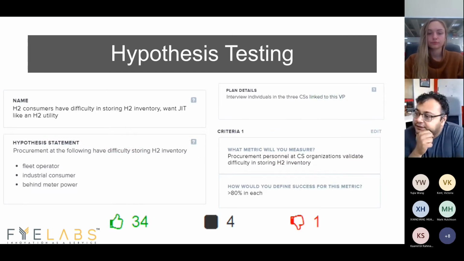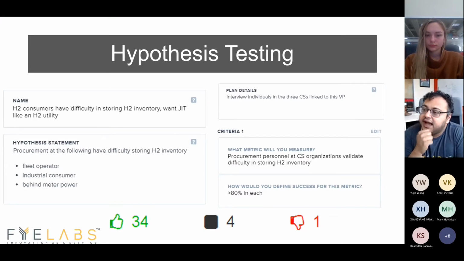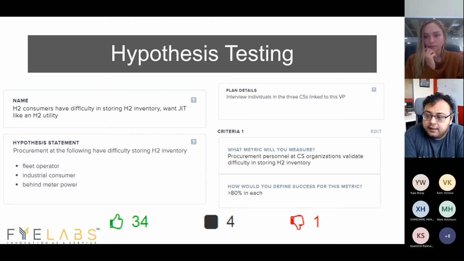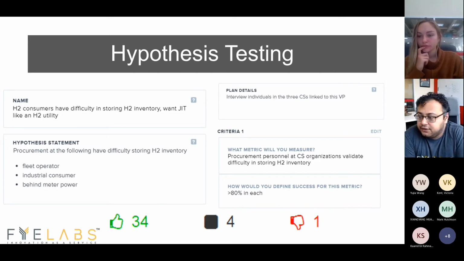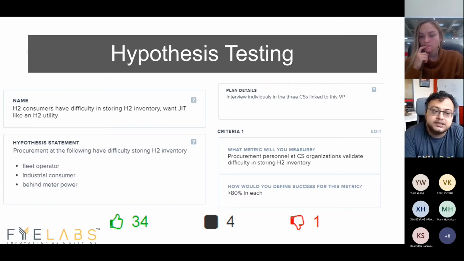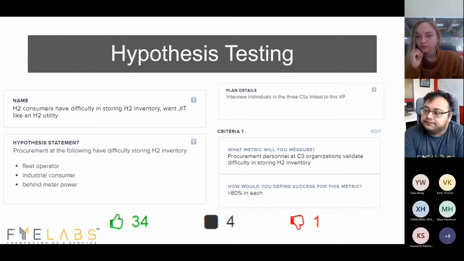Take an example of, say, I have a value proposition that hydrogen consumers have difficulty in storing hydrogen inventory and want just-in-time delivery, just like a hydrogen utility. I don't know if all of you are in engineering, so you probably know hydrogen is one of the more promising fuels for society right now, but storing hydrogen is often a problem.